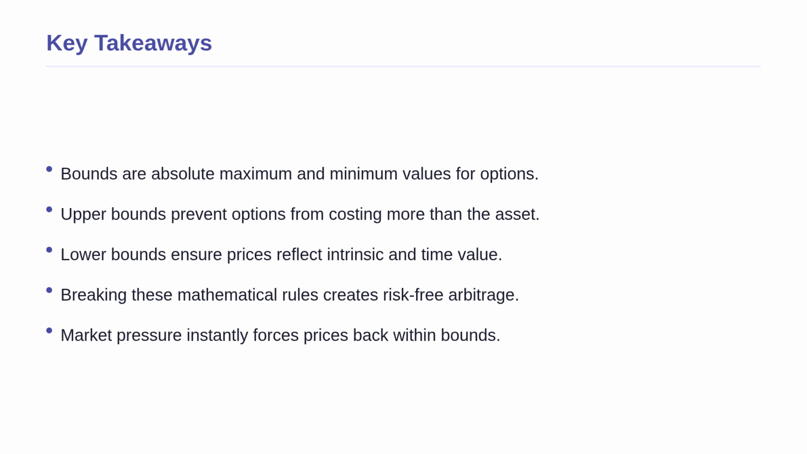We learned that upper bounds prevent an option from costing more than the underlying asset itself or its maximum possible payout. Lower bounds are equally important, ensuring that the option's price properly reflects its built-in intrinsic value and the time value of money. Most importantly, we saw that if these mathematical rules are ever broken, traders can immediately step in to make guaranteed risk-free profits. This buying and selling pressure is the invisible hand that forces prices back into line. You now have a solid understanding of the mathematical guardrails that keep financial markets functioning properly.